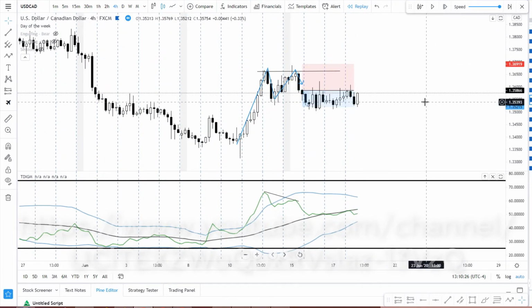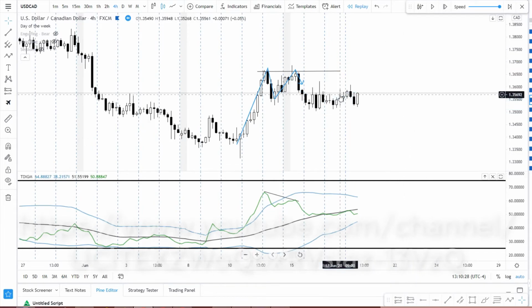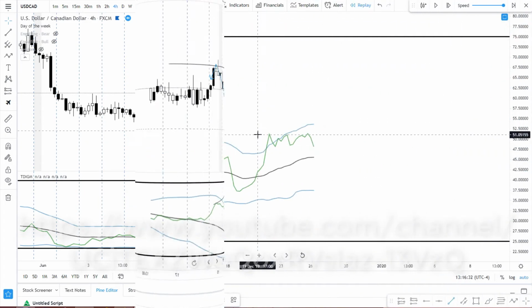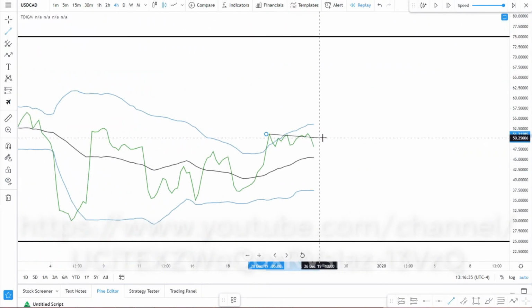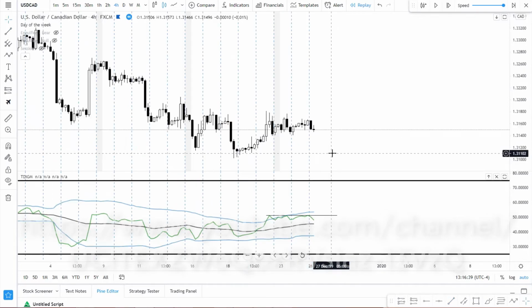So let's just be real. This strategy is not a 100% sure strategy. It will not work always. That is why you are waiting only for the best setups.